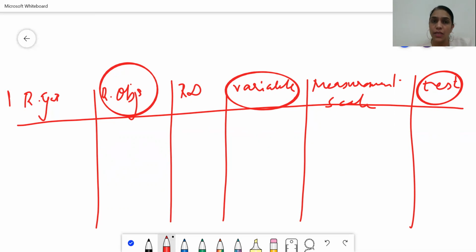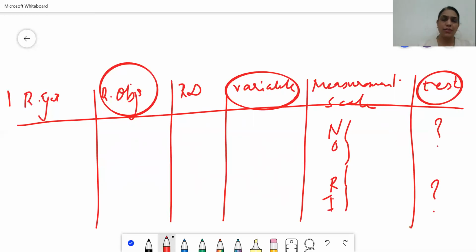Clear? My variables will be from the research objectives. If these are the variables, how am I going to measure them? If both are nominal and ordinal, you can do chi-square. If both are interval and ratio, then you can do correlation. So your statistical test is determined on the basis of measurement scale.